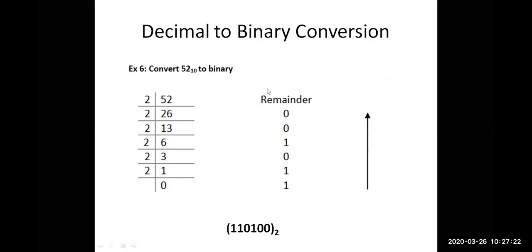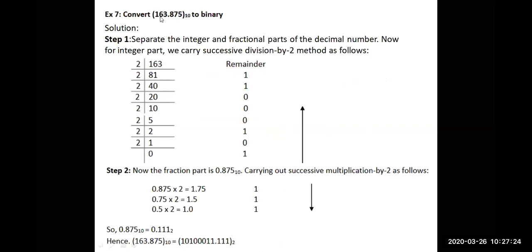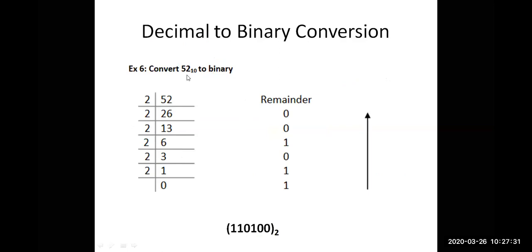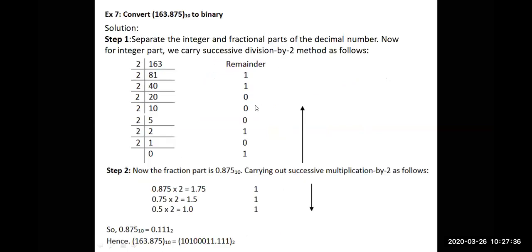In the next part we have both an integer as well as a fractional part. In the previous example there was only an integer part, so 52 was converted into binary number format. Here we have both, so we have to use two steps. Step one is to separate out the integer and fractional part and divide the integer part successively by 2. So, the successive division by 2 method.